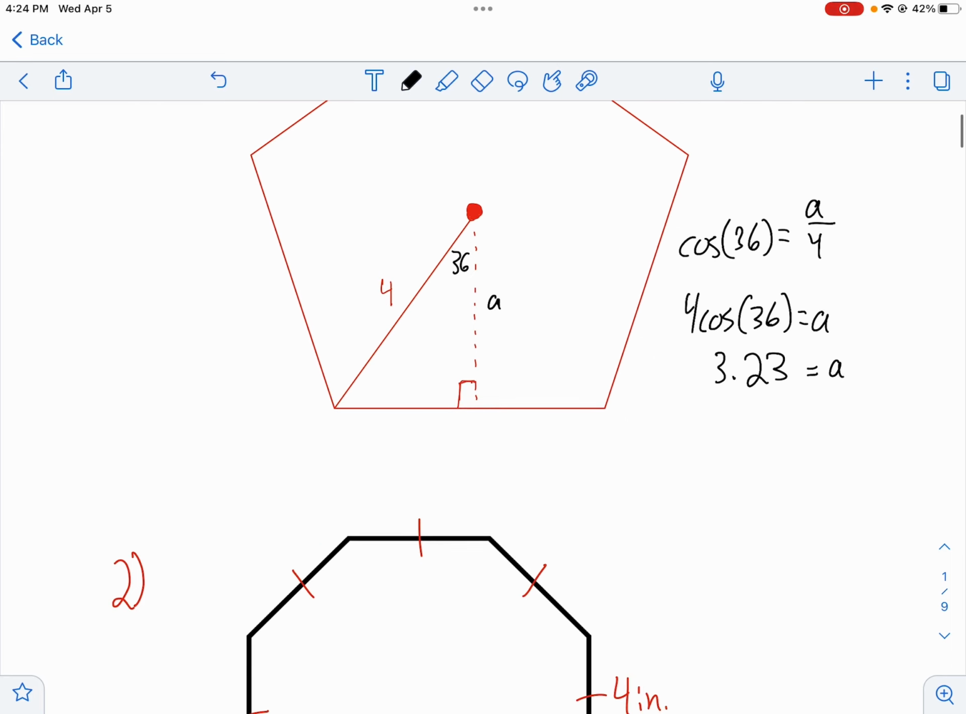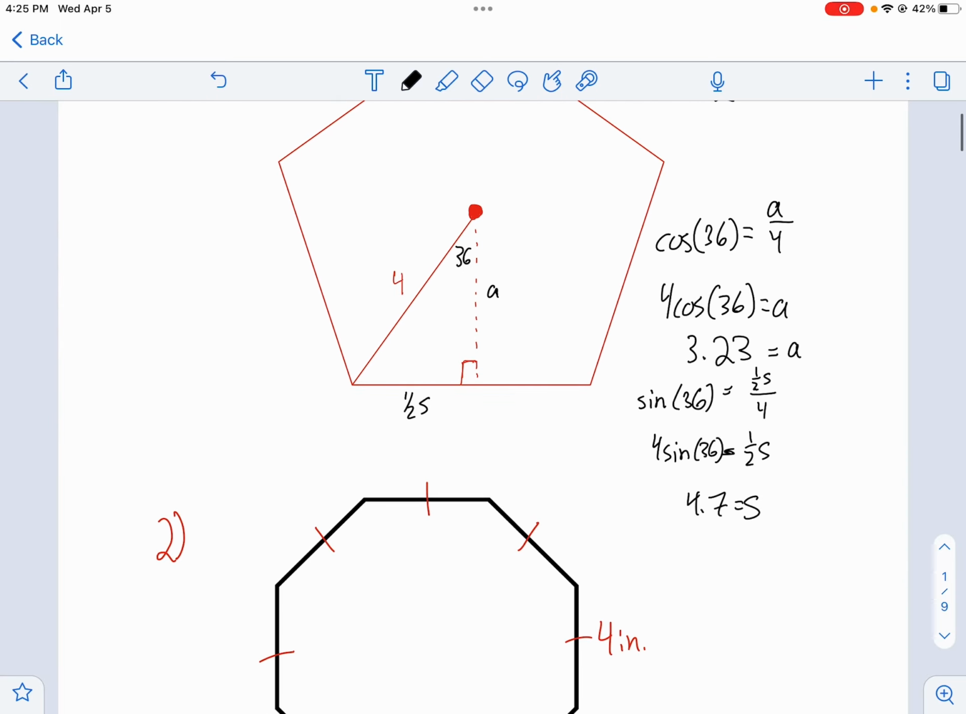And if I'm trying to find 1/2 of a side, I'm going to take sine of 36 because I have the opposite and the hypotenuse. Sine of 36 is equal to 1/2 of a side over 4. So 1/2 of a side is equal to 4 sine 36, and 4 sine 36 is 2.35. I'm going to multiply that by 2, and I get 4.7. One side is equal to 4.7.